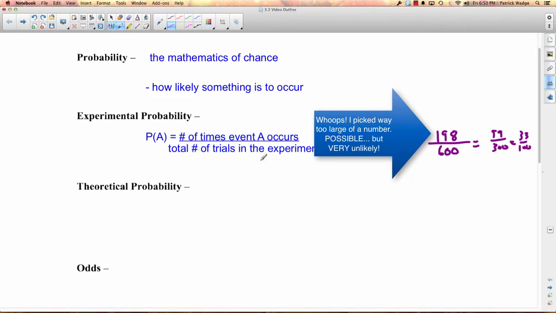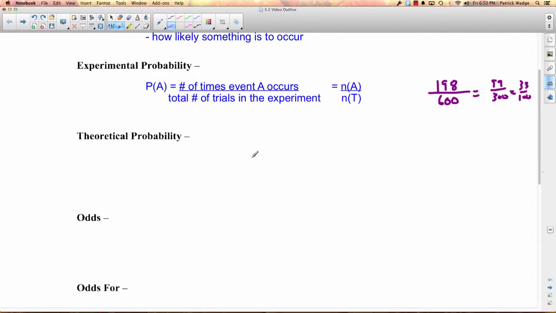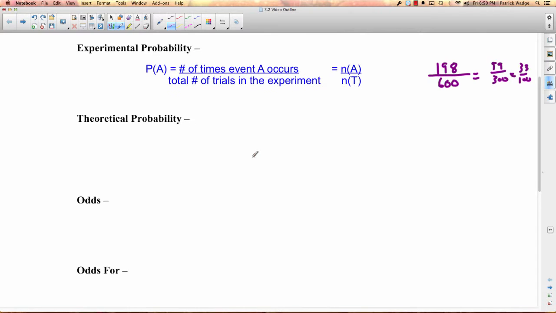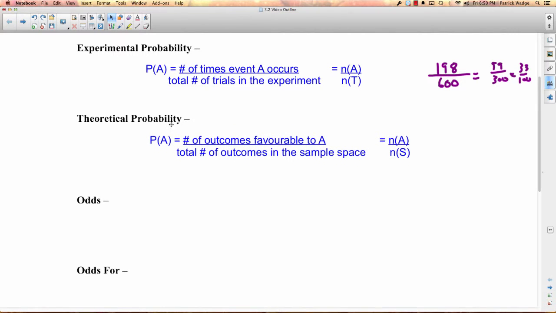So I'll just leave you with that for a second as we go to theoretical probability. Theoretical probability is when you just think about a situation and you're able to determine the probability based on math. For example, with the die, the example of rolling a 2, you don't need to do experimental probability. Let's show you the formula first. Here's the formula for theoretical probability. It's the number of outcomes favorable to A divided by the total number of outcomes in the sample space.